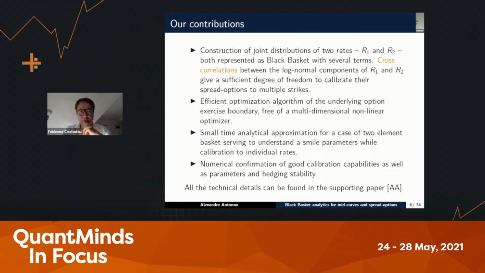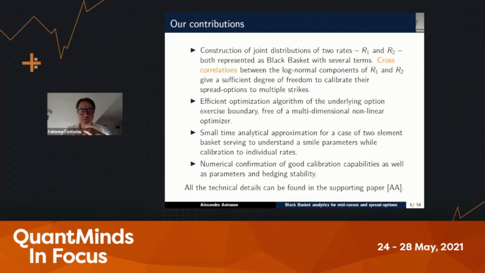And we also did some intuition using the small time analytical approximation in the case of two element baskets. So each basket has two log normal distributions. This can serve as understanding smile parameters when we do the calibration to individual rates. So we can see who is who and who participates, for example, which kind of parameter combination participates in the at-the-money volatility, which one participates in skew and smile, and so on.